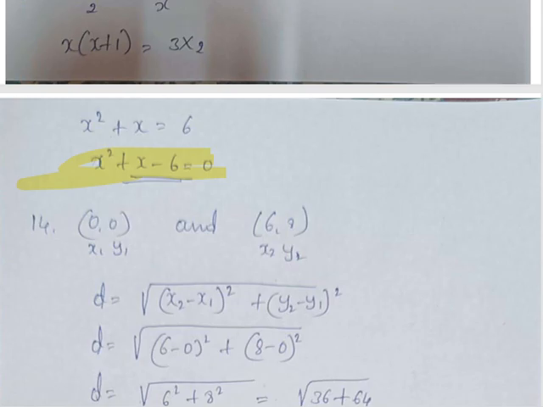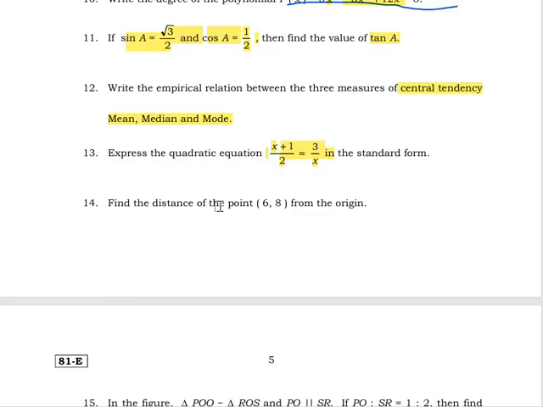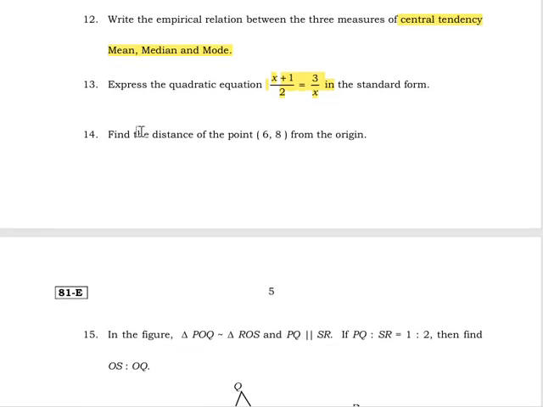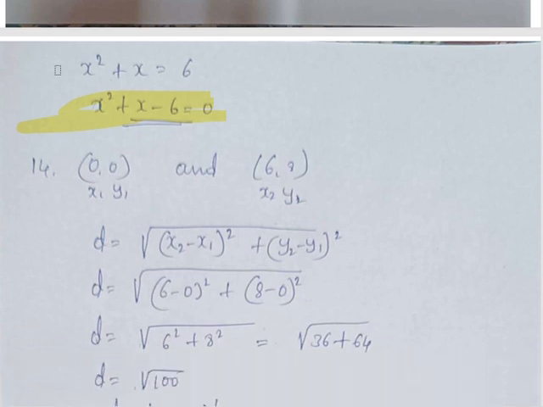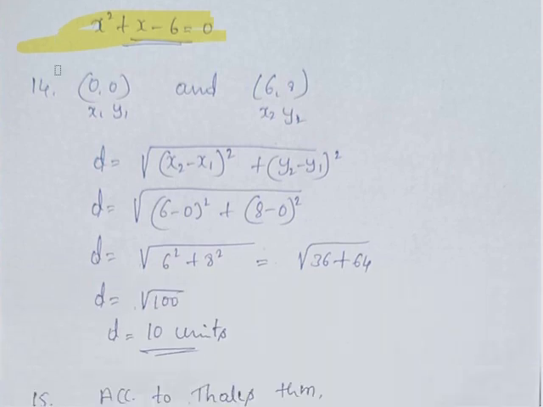So next question, 14th question. Find the distance between the point 6, 8 and the origin. Here they have given 1 point, that is 6, 8. From the origin, you should find the distance. This is also a very easy problem, a direct question. From the origin means the point is 0, 0. Use the distance formula and find the distance here.